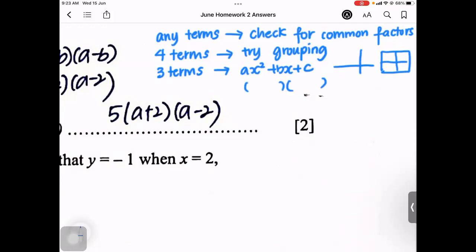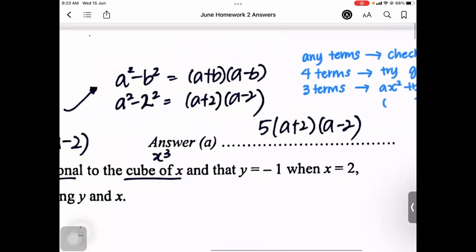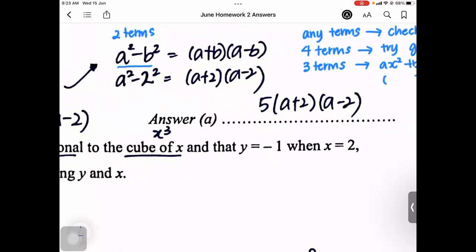So that is any terms, 4 terms and 3 terms. Then we have things that have 2 terms. This one is only 2 terms and involves something of the pattern, something square, a squared minus b squared. This is a special product and it must only be minus. Then for a squared minus b squared, you use the special product a plus b, a minus b.